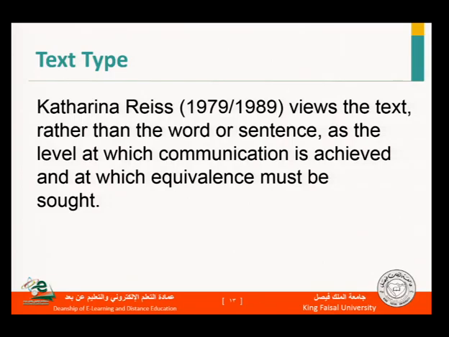We don't depend on the word, as she suggests. هذا تقوله مين؟ كاثرين رايس واحدة من العالمات المعروفات في هذا المجال. Okay. She suggests that the text is the most important. The word and sentence will come after that. But generally and initially we have to concentrate on the text.